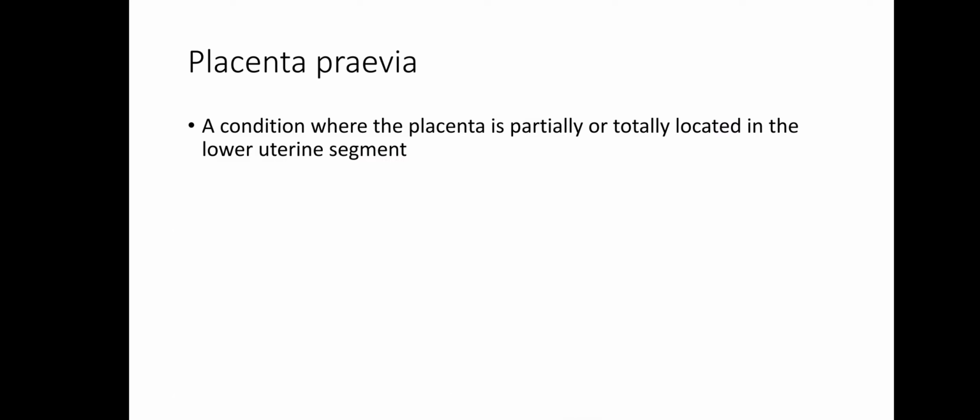So now we look specifically at placenta previa. In placenta previa, it's a condition where the placenta is partially or totally located in the lower uterine segment. Usually, placenta should be located in the fundus, which is the top of the uterus. But in previa, the placenta attaches in the lower part of the uterus, which is problematic because that's where the baby is supposed to come out from. So if you have all placenta there, it can lead to complications and a lot of bleeding.